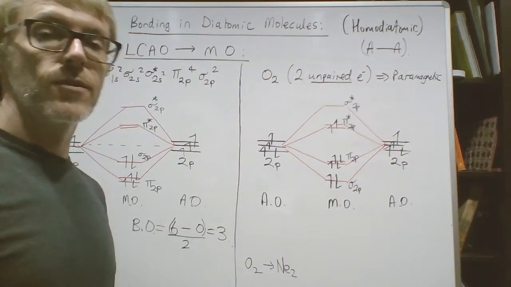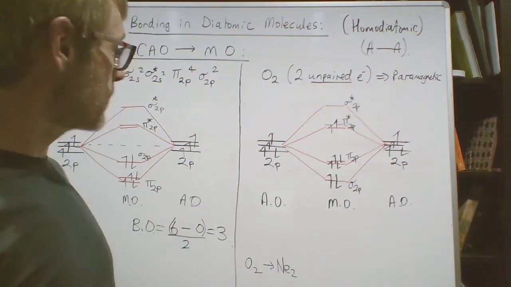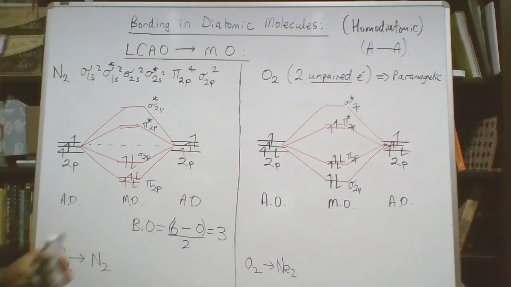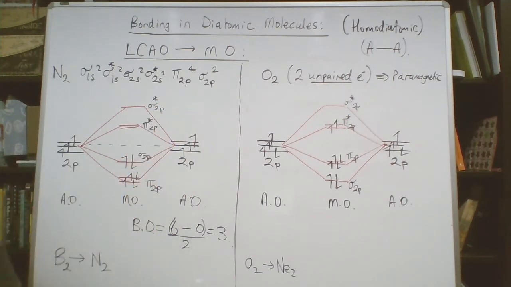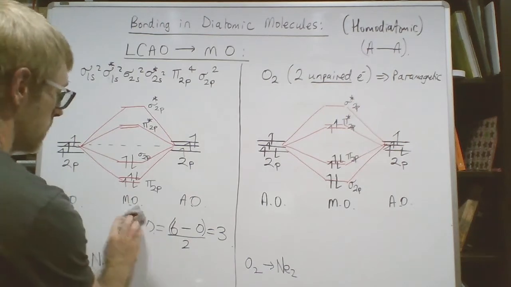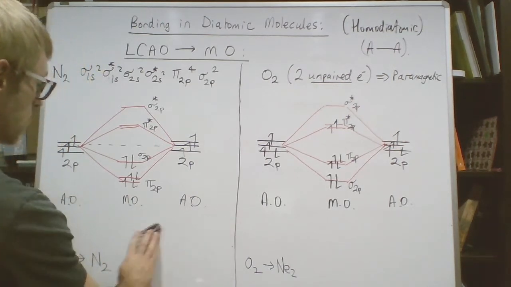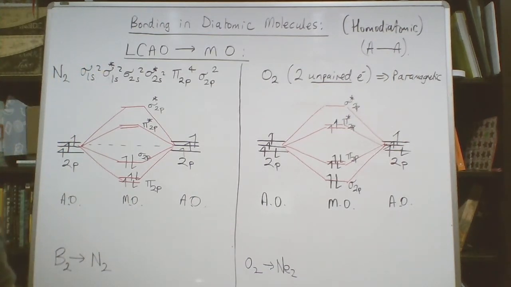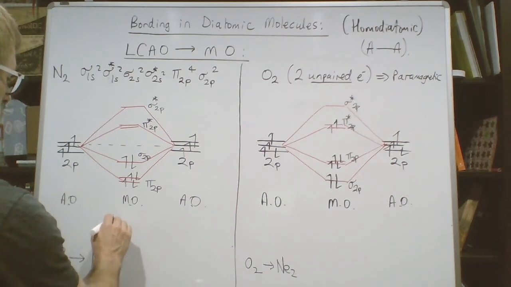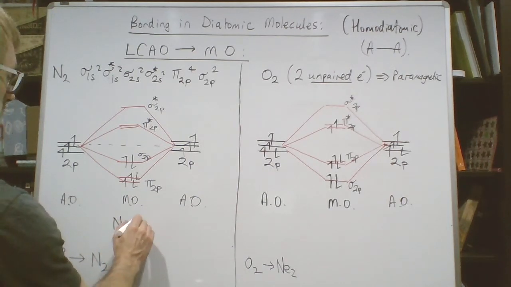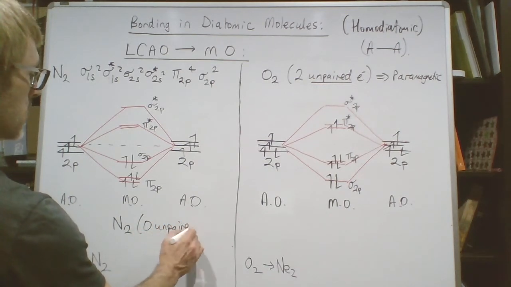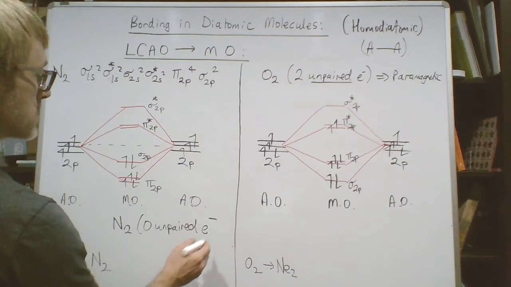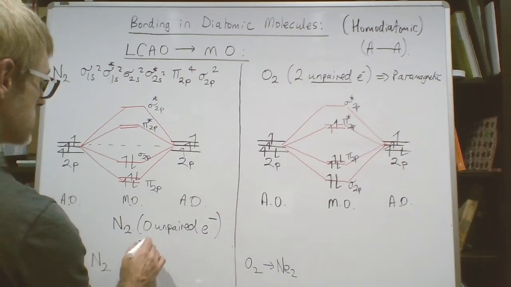In contrast, if you had no unpaired electrons, if everything was paired up, like here with nitrogen, so dinitrogen has 0 unpaired electrons. So let's go ahead and write that real quick. So N2 in contrast has 0 unpaired electrons. Well, this means it's diamagnetic.